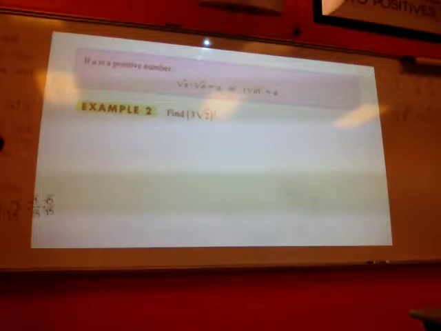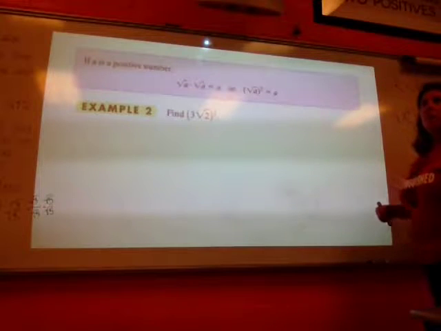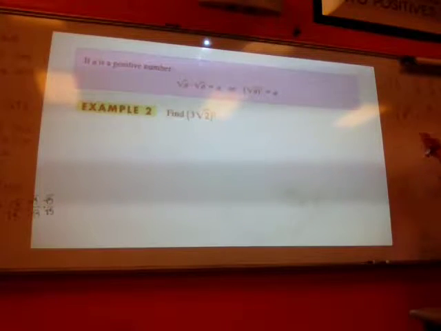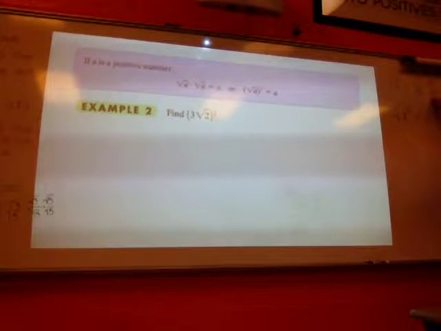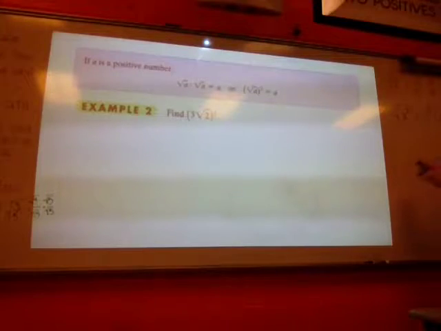Notice that when we did the square root of 3 times the square root of 3, we got the square root of 9, which became 3. Same thing here, when I did the square root of 5 times the square root of 5, I got the square root of 25, which became 5, right?